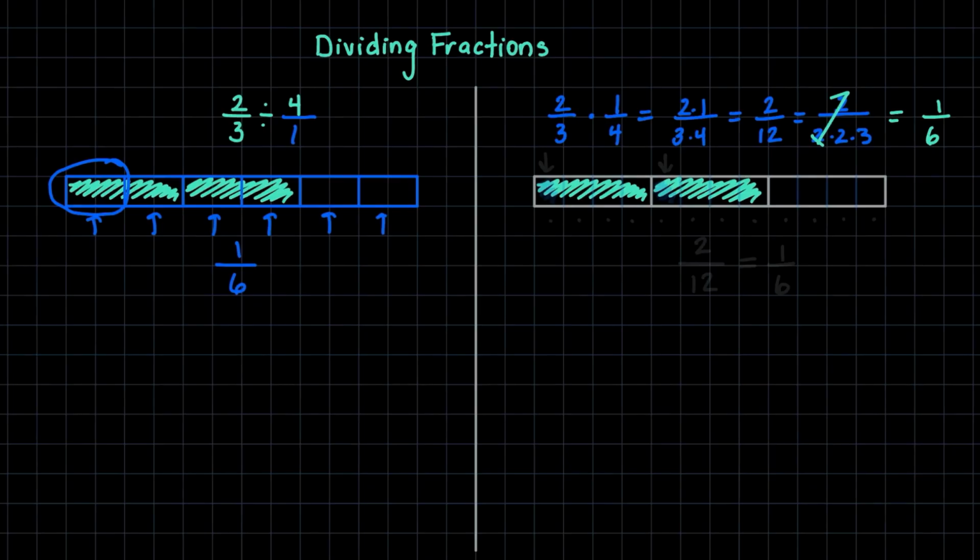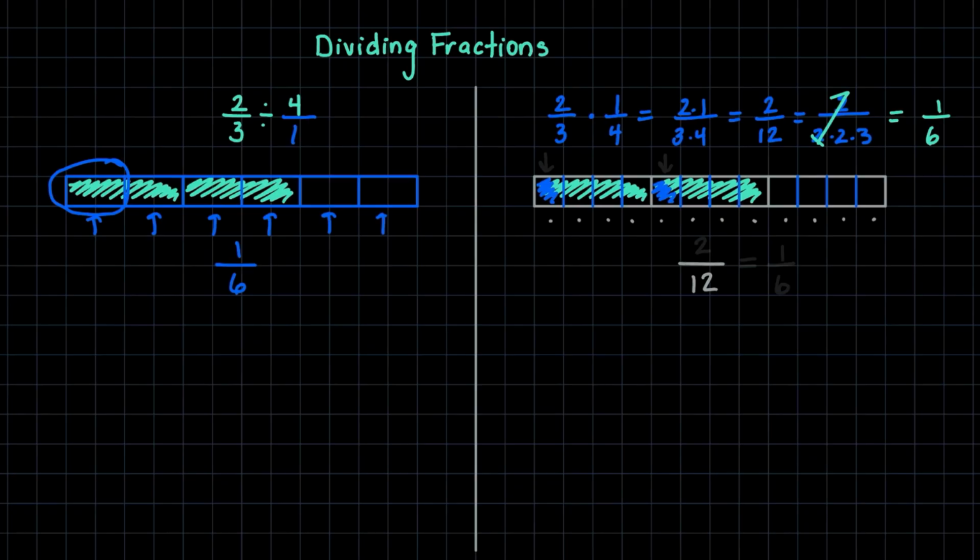Now, if you've already watched the multiplying fractions video, which you should if you haven't, because it's a precursor to dividing fractions, 2/3 times 1/4 means we split each third into fourths. And of the thirds we have, we want one of those fourths. So how many equal sized pieces do we have? 1, 2, 3, 4, 5, 6, 7, 8, 9, 10, 11, 12.